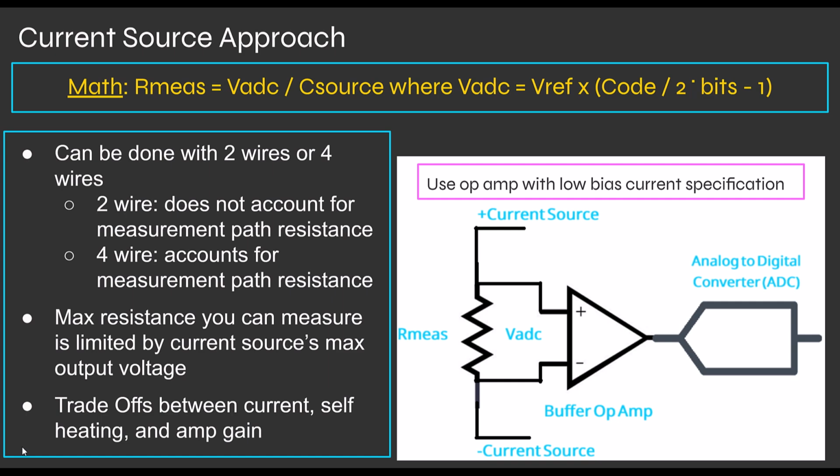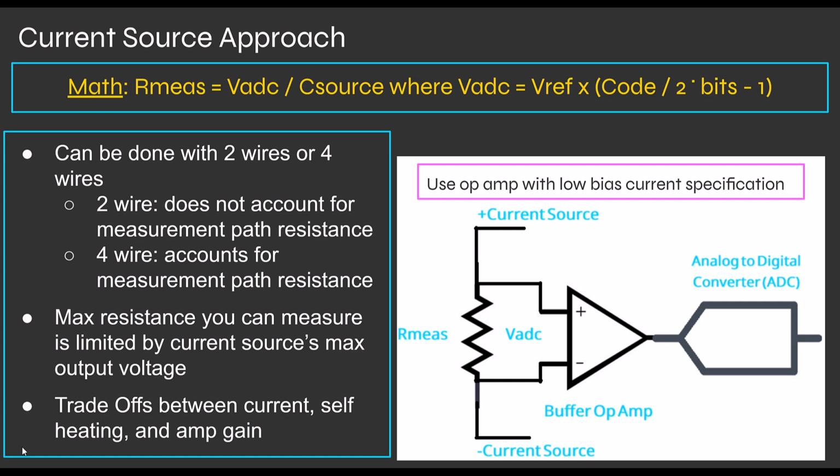Now, this method is what typically is used by multimeters or digital multimeters, DMM. So this is the method they typically use. And the way they handle different resistance values, because we talked about this being a drawback of the other method, is they just change the current source. So they'll change the current source value depending on the range of resistances you want to measure.